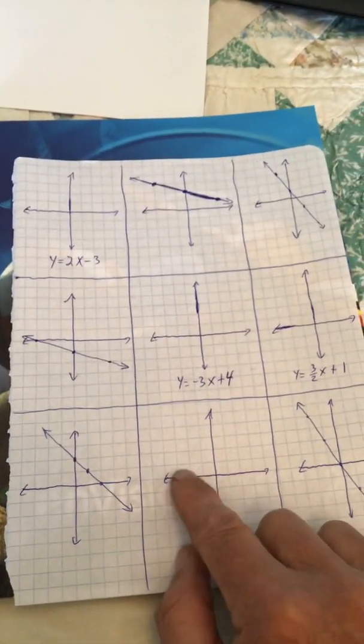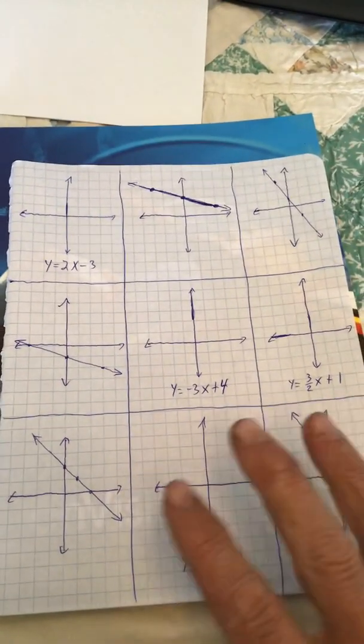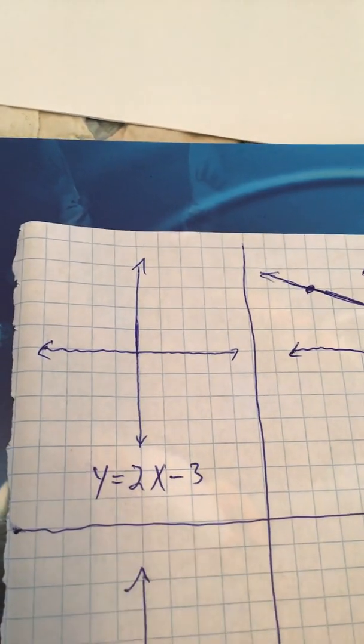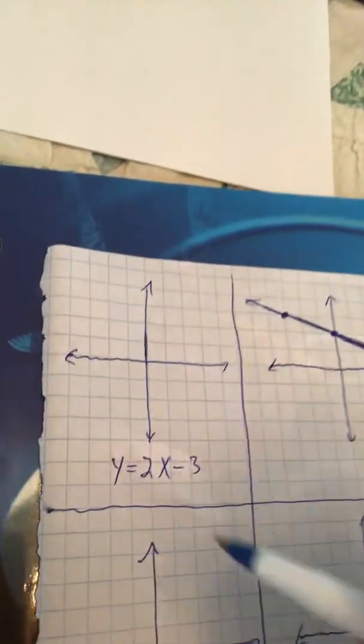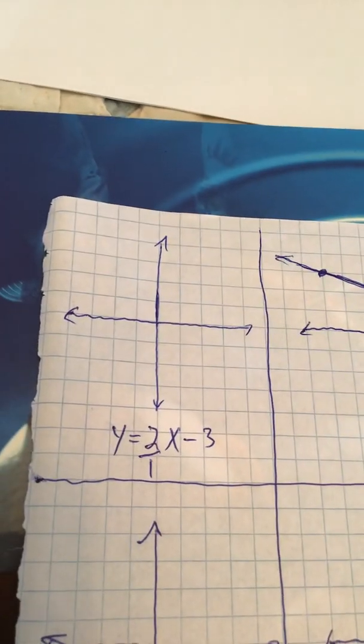Sometimes we'll have the equation, and sometimes we'll have the graph. Hit pause if you need to, but here's number 1. I gave you the equation, I want you to give me the graph. Do it if you can. Here's a hint: if it's not a fraction, make it a fraction. Stick a 1 under there.